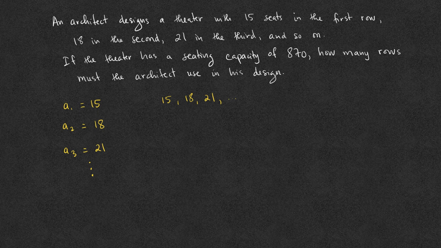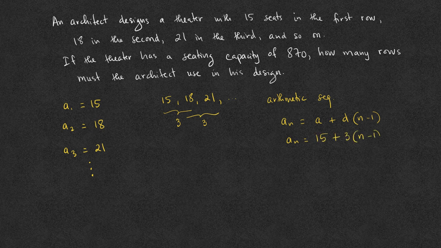Since the common difference, the difference between any two consecutive terms, is 3 (18 minus 15 is 3, 21 minus 18 is 3), we know this is going to be an arithmetic sequence. And the arithmetic sequence has the formula a sub n equals a plus d times n minus 1. A is the first term, 15. D is the common difference, 3. And so we obtain the formula for the nth row. This is how many seats there are in the nth row.